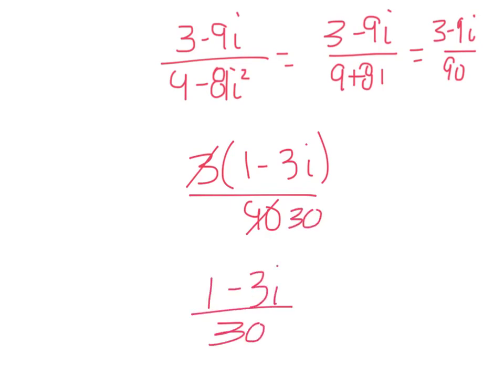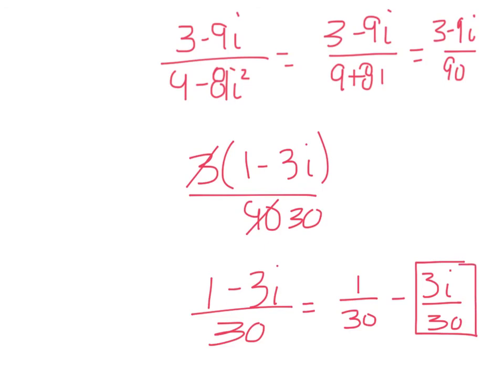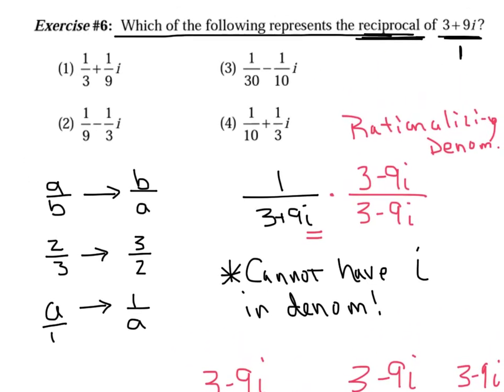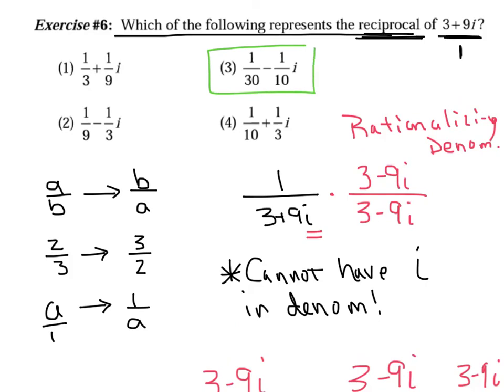And what you'll notice is, if we go back and look at the 4 multiple choices, they split this up. They divided each term on the numerator by the denominator of 30 and then reduced that second term. So we're looking for 1/30 minus i over 10. Okay, I think we found our answer right here is the one I like.